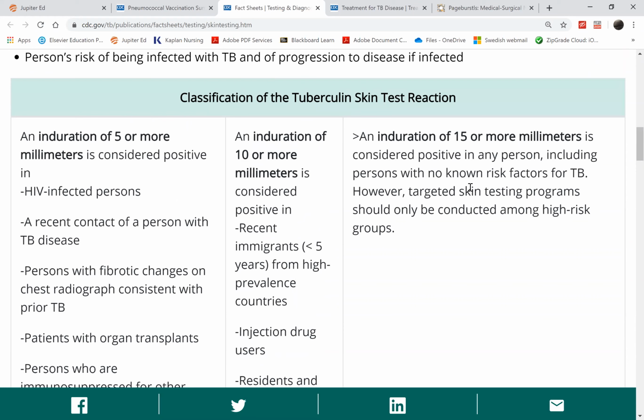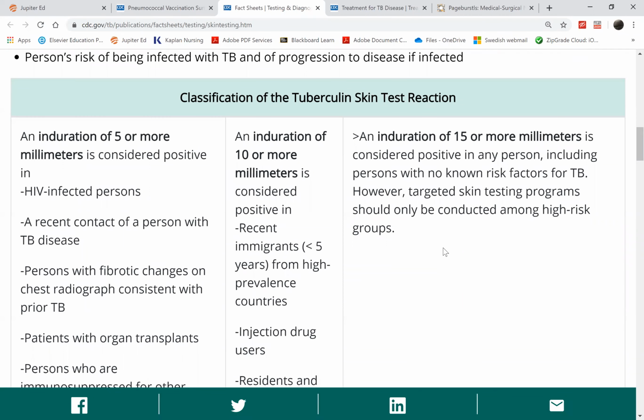For the general population who are neither in column 1 nor in column 2, the general population will require an induration of 15. Any questions so far?